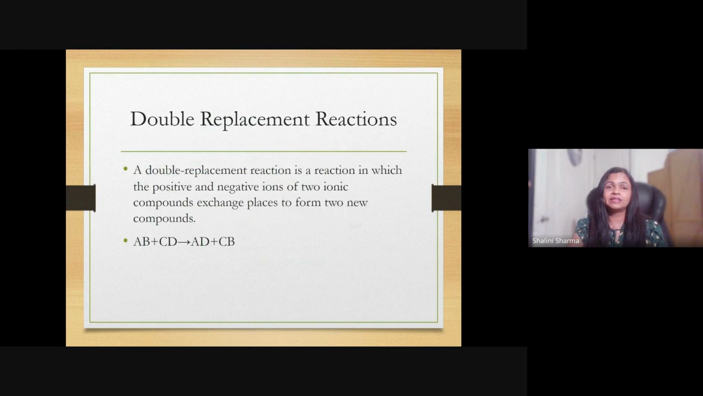Now let's look at the double replacement reaction. This is a reaction where exchange of ions in two ionic compounds takes place. So this is the general basic equation. AB is an ionic compound, CD is another ionic compound. So they're going to exchange their parts with each other, their ions with each other. So A combines with D, forming AD on the product side. Then we have C combining with B, forming CB on the product side. So that's how they exchange their ions with each other.